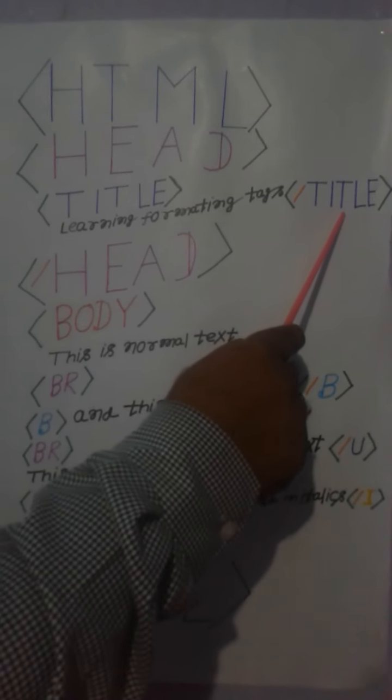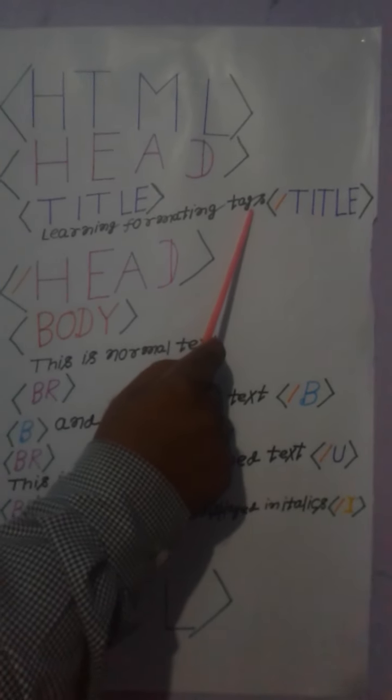So we type here HTML tag within angular bracket. This is a container tag, so it is a starting HTML tag. This is closing HTML tag. And within HTML tag we write head tag, starting and closing head tag, and within head tag we give title tag, starting title tag, closing title tag. And we give the title learning formatting tags. You can give any title. Got it? Now we use body tag here.